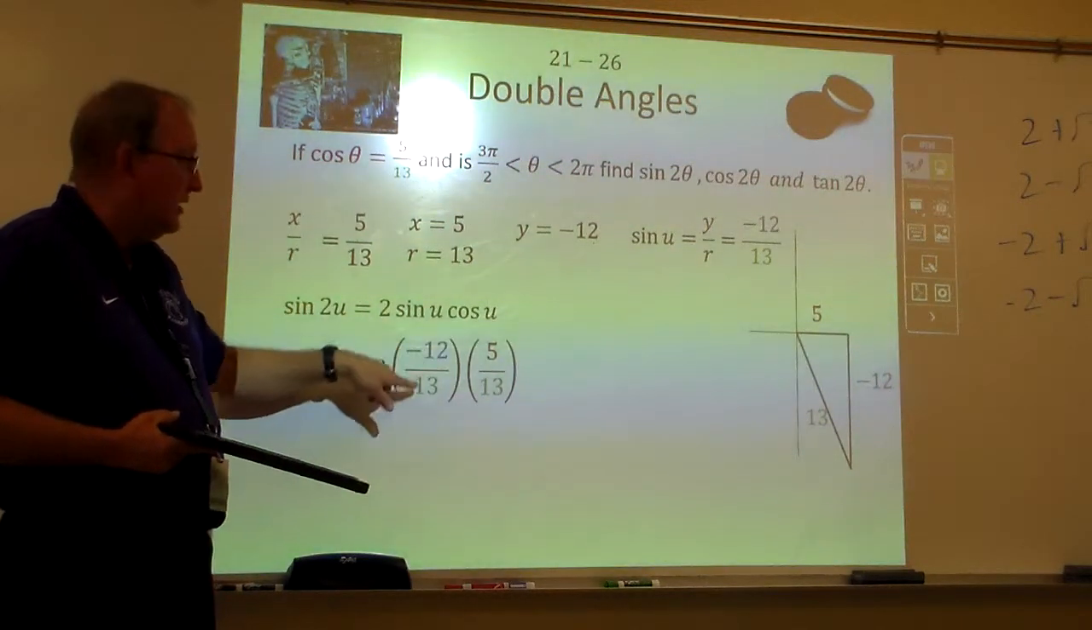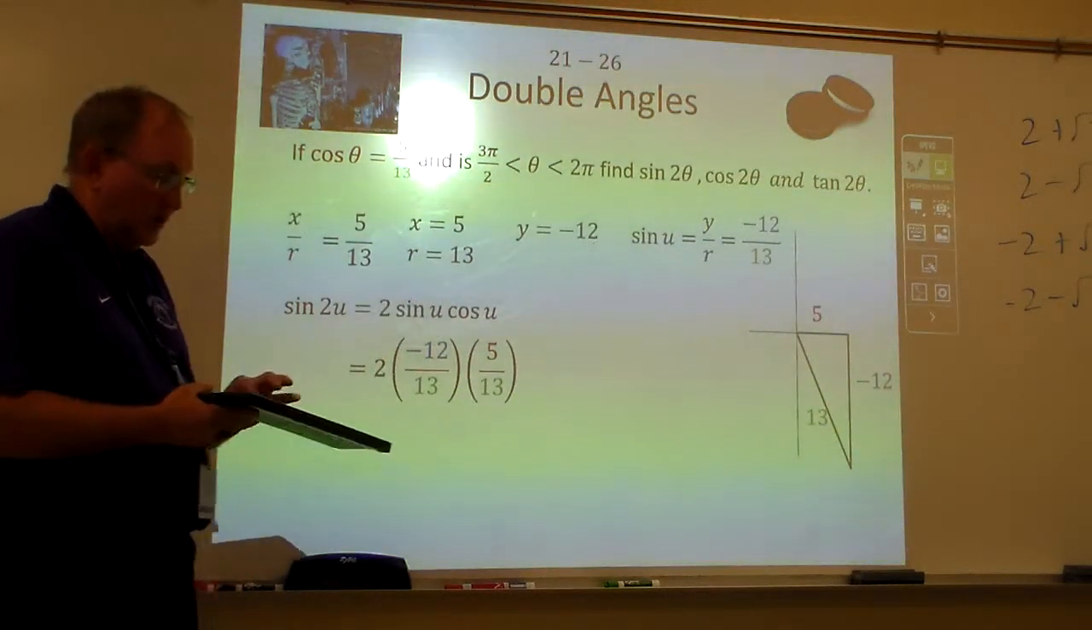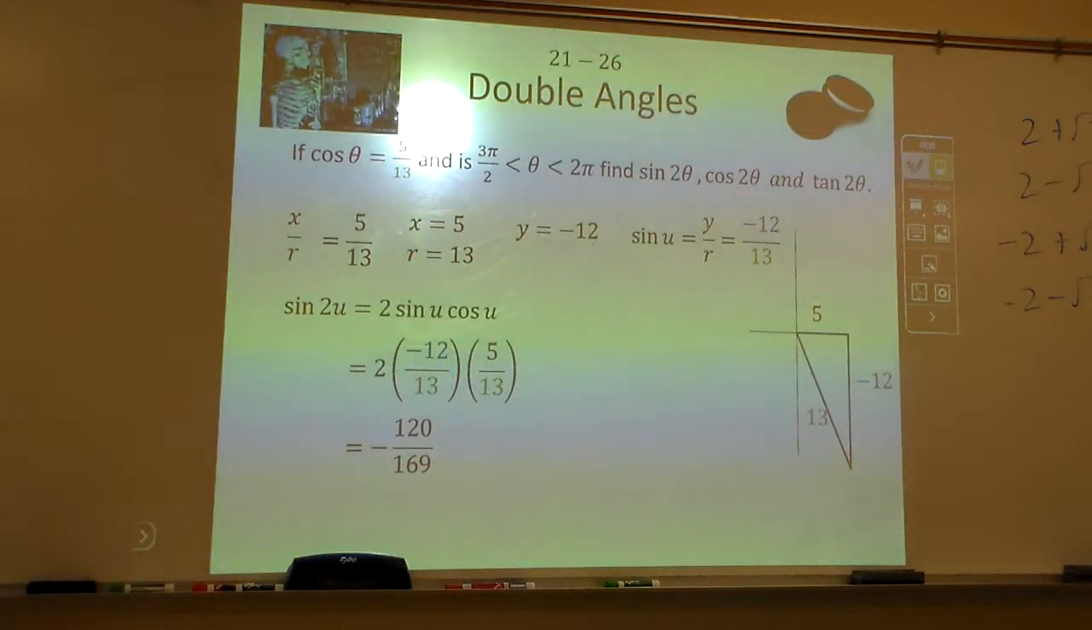Negative what? 120. And 13 times 13 I know is 169. So it's negative 120 over 169. Okay? Negative 120 over 169. That would be the sine value.